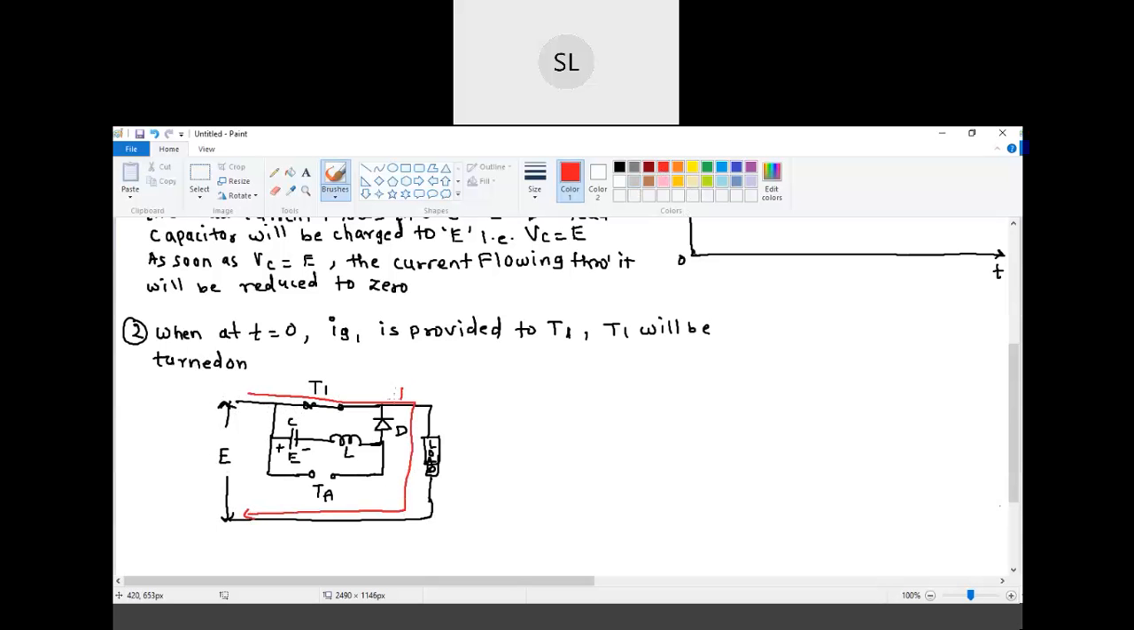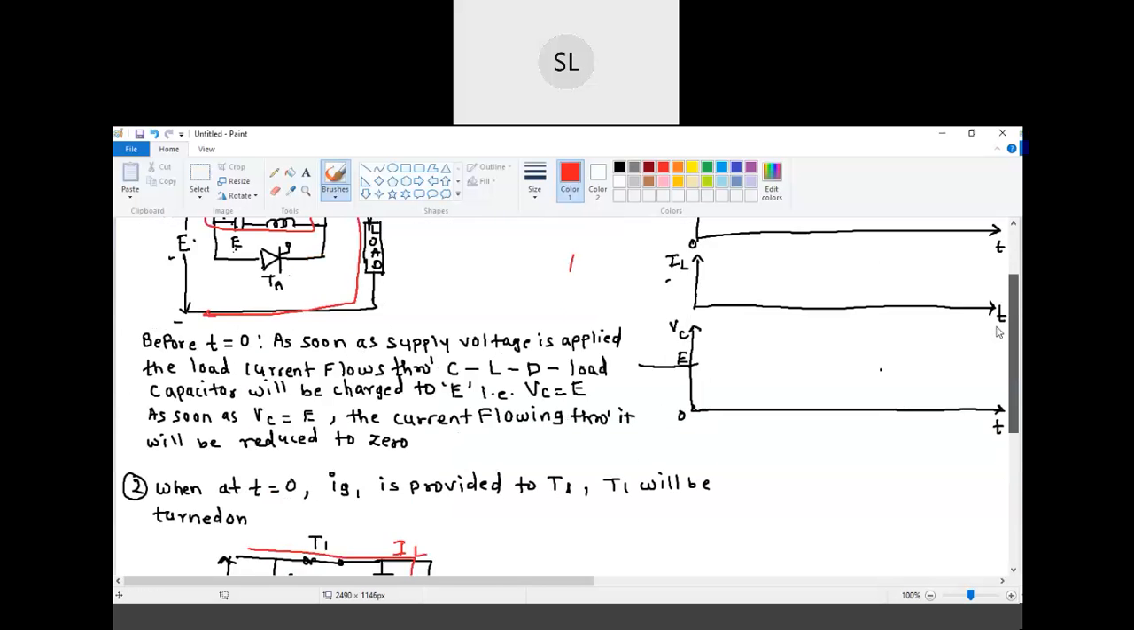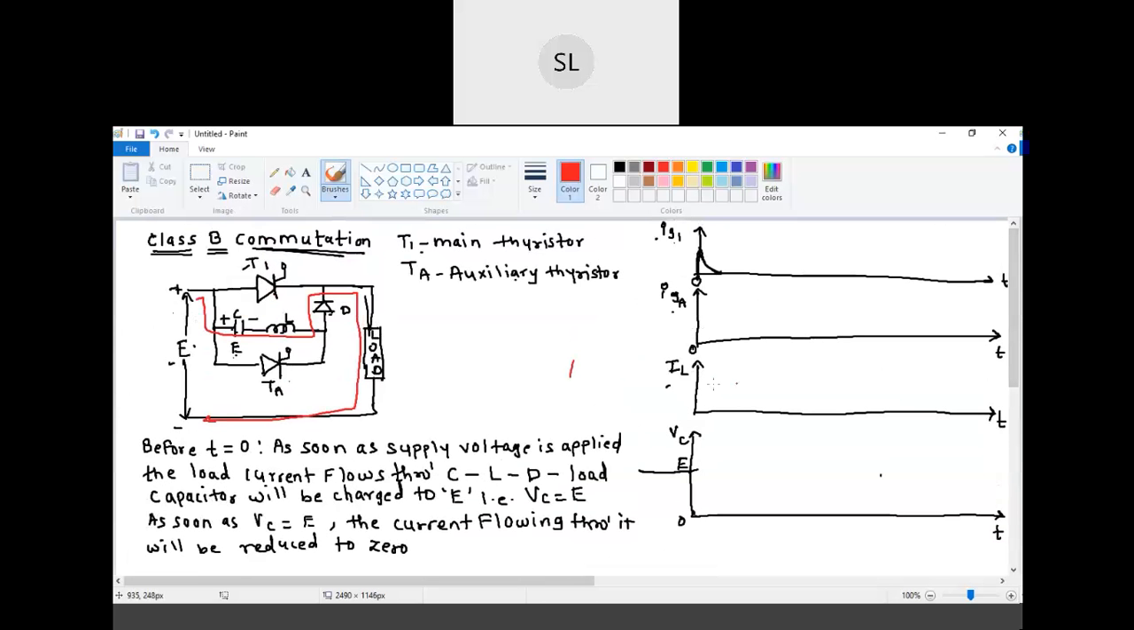Okay. So now the load current will start flowing through this. Now this capacitor cannot discharge because this diode D will not allow it to discharge through it, isn't it? Capacitor can't discharge because of this diode D. Therefore, the only current flowing through the circuit is the load current, through this T1. Okay. So now here, let me draw the waveform. The load current will start to flow like this.